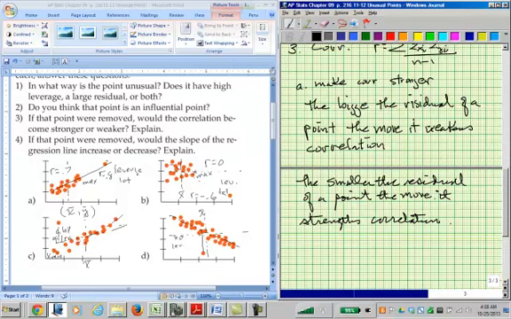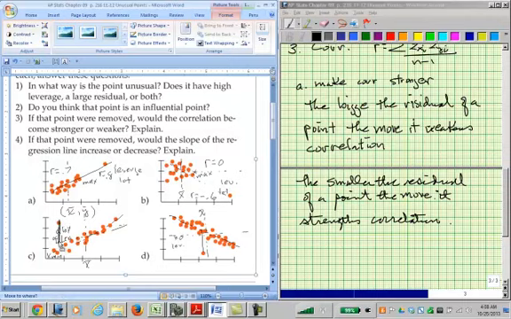C, small leverage, large residual, leaving it in weakens correlation. Leaving it out strengthens correlation. Large residual, even if we leave it in, the residual would be pretty big. Okay? Point D, large residual, no leverage, leaving it in weakens correlation. Leaving it out strengthens correlation.